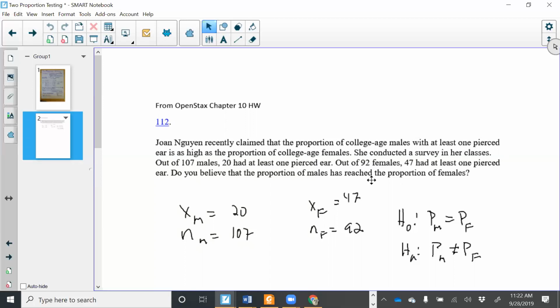I've got to make sure I have this written down. When I leave the screen, just a minute. I didn't write this down: 20 and 107 and 47 and 92. I'm also not told the level of significance here, I'm just noticing. So we'll probably go with 5%. Let's go run that test out at Rossman Chance.